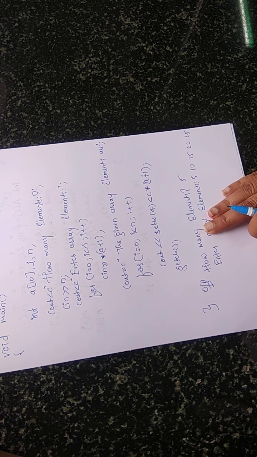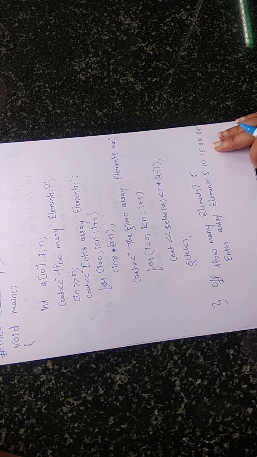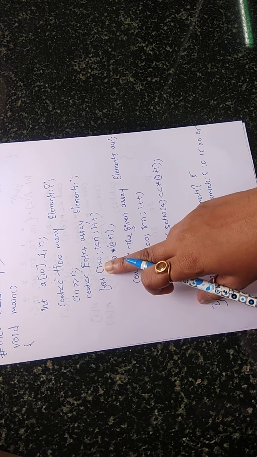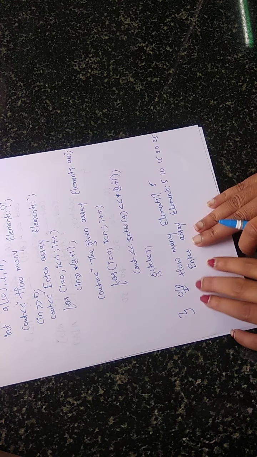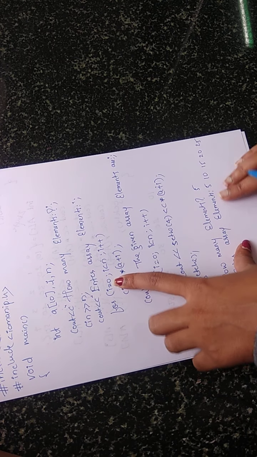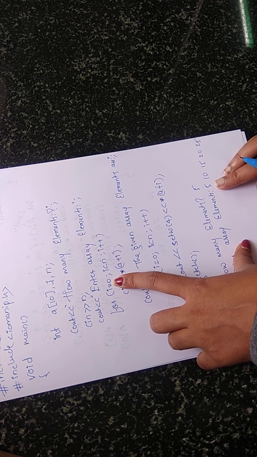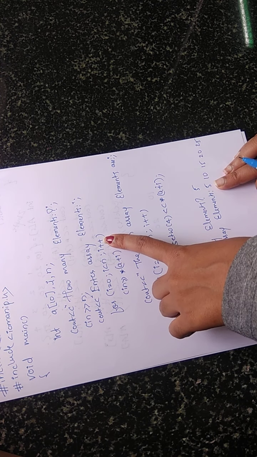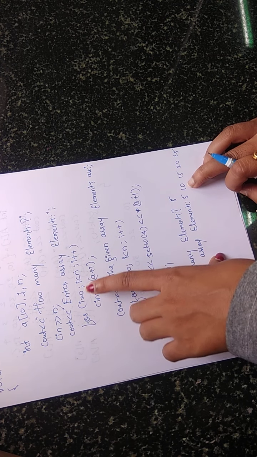Then next, how are these values taken? Those values will be stored according to your input, and it will print the array elements. So when you enter 5, in a of i place, 5 is stored. Next the i value is incremented. When you enter the second value, 10, that will be stored.